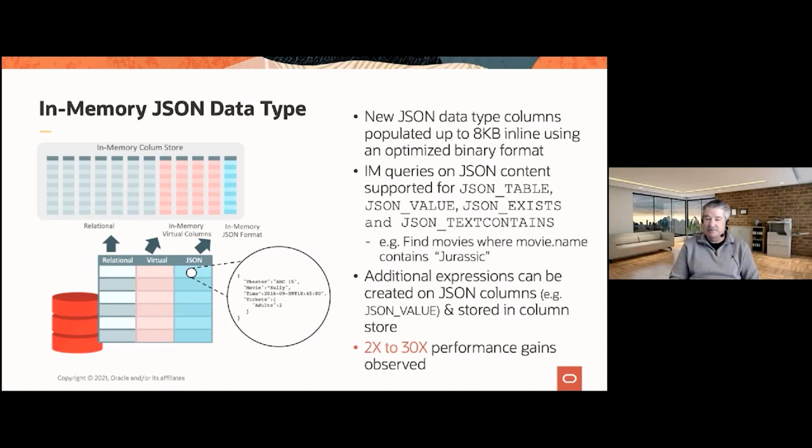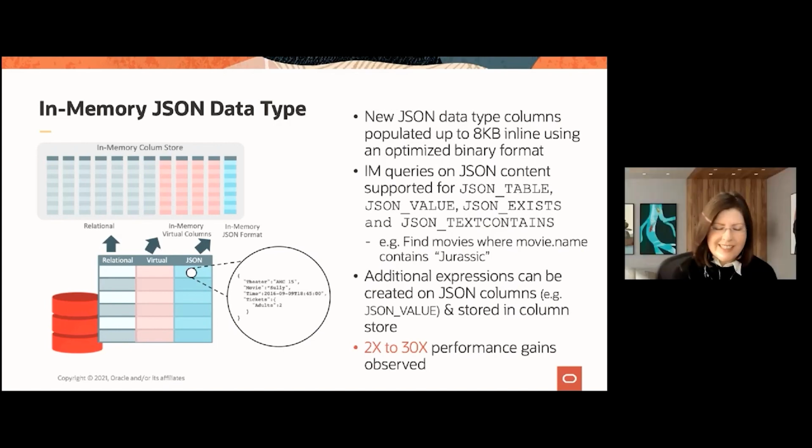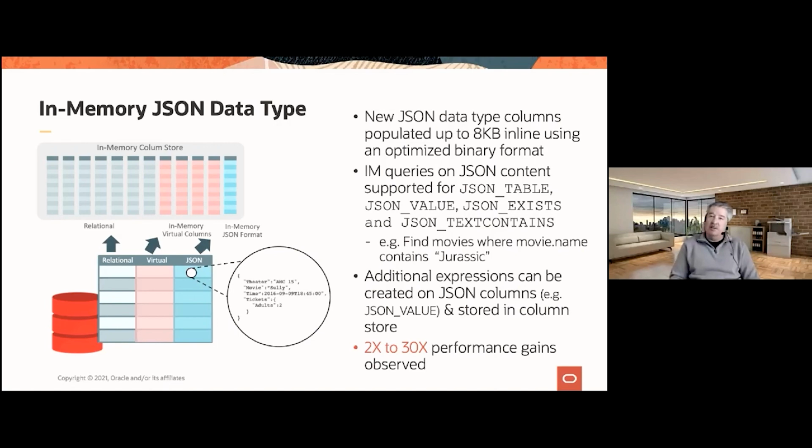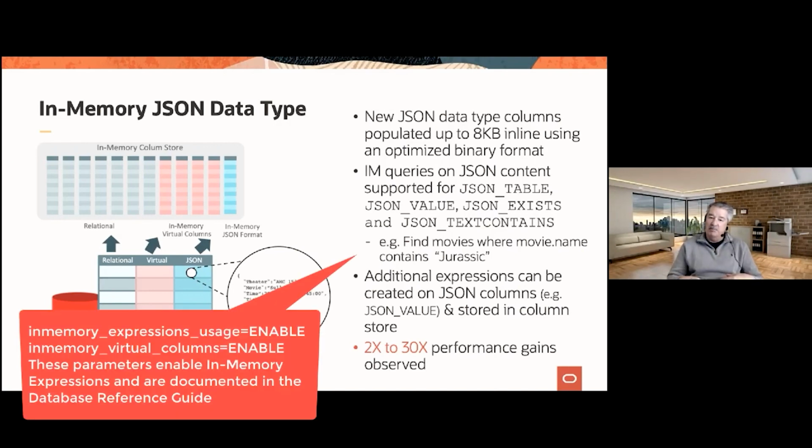So hopefully that's clear. No, I think it's pretty clear, but there is a question: I don't have to do anything specific to my JSON column in order to get this. Do I simply put the in-memory attribute on the table with the JSON column? Yeah, the only requirement, and we have it documented in the column store, is that you have to have enabled the ability to use in-memory expressions. Because what we're going to do under the covers, not for in-memory per se, but for JSON data, is create a binary version of it in a virtual column. And so we need to get that virtual column into the column store.